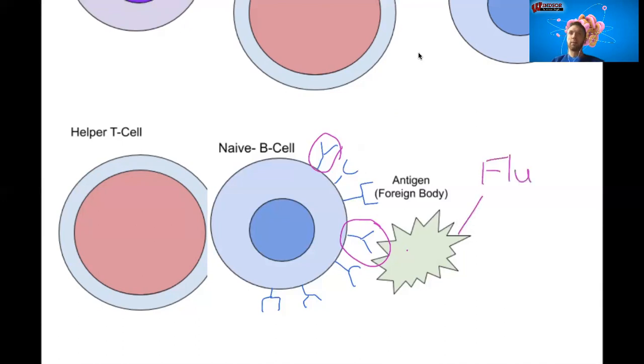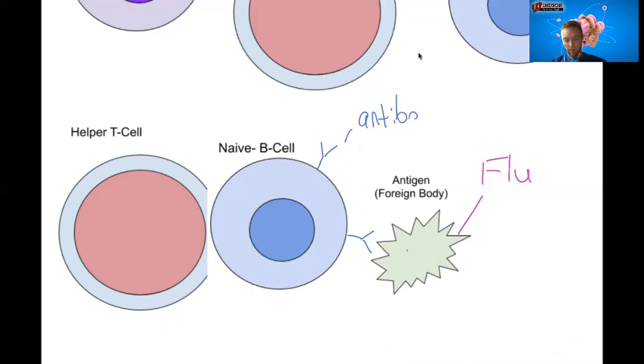That means that before, the naive B cell could work with any antigen that came into your body. It was a generalist. It could work with any of them. Now, once the helper T cell programs this cell, it's going to lose all those other antibodies. So now all it has are these specific antibodies that are designed only for the flu.